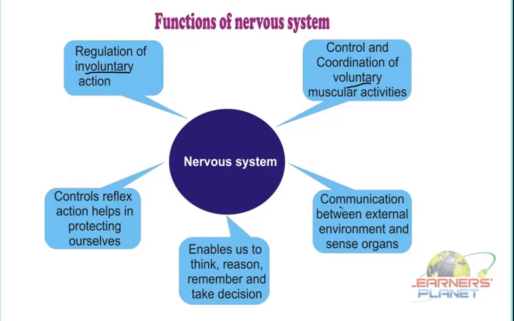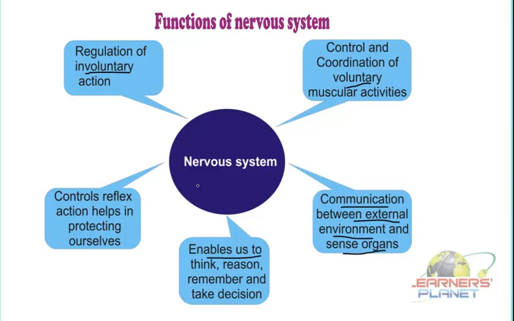Then another important function is the communication between the external and the internal environment. That means the surrounding conditions and your sense organs. The changes in the external environment are sensed or recognized by the sense organs. And this is possible due to the presence of receptors. For example, if your phone is ringing, this stimulus, that is the sound, is received by the phonoreceptors in the ears, and then of course the message is conveyed to the nervous system, which will help you in giving a response. Then next, the nervous system also enables us to think, reason, remember, take decisions, and all these types of activity. Self-consciousness, or how intelligent you are, all these things are under the control of the nervous system.